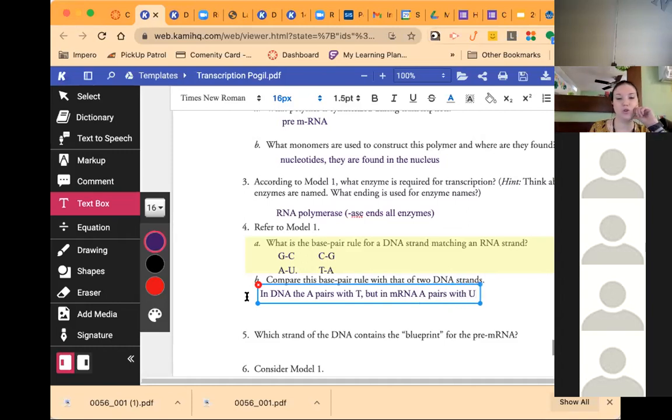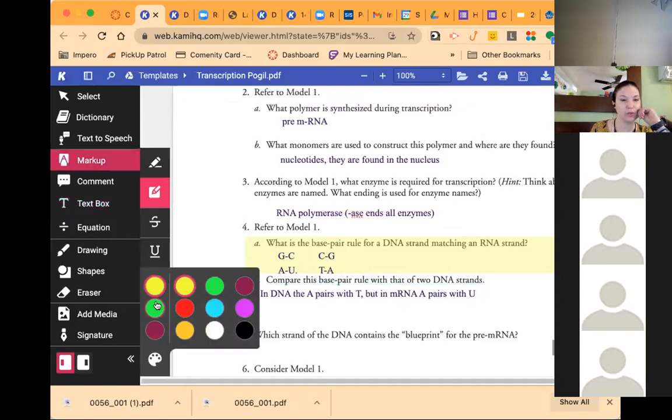All right. Also, you could highlight that. That is important information to know. That's like a star circle thing. So let's highlight it. We'll pick a new color.